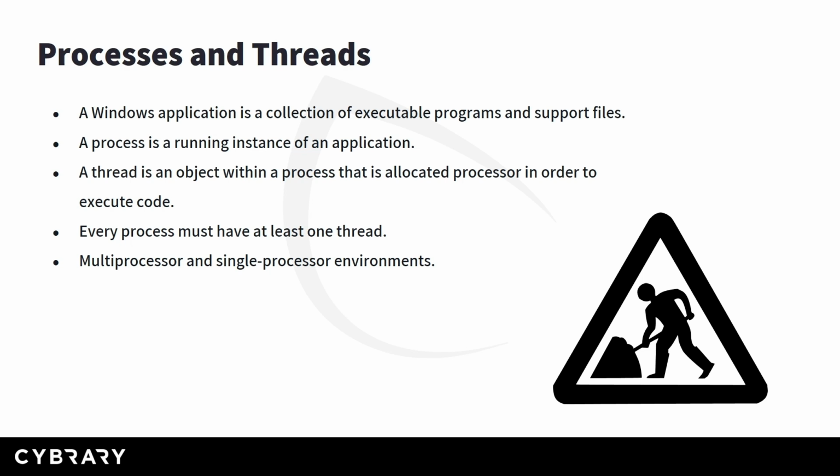In a multiprocessor environment, which is a computer with more than one CPU, Windows can assign different threads to different processors, providing true multiprocessing. In a single processor environment, the CPU must provide time slices to each thread that is currently running on the system.